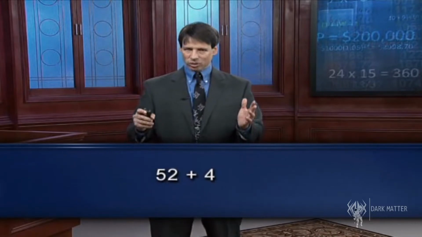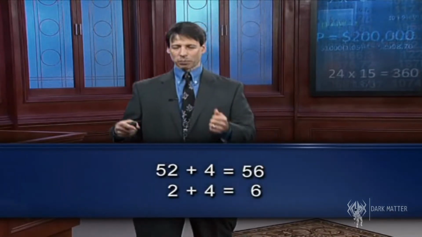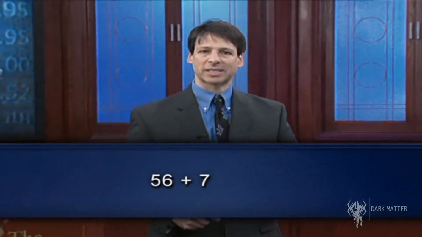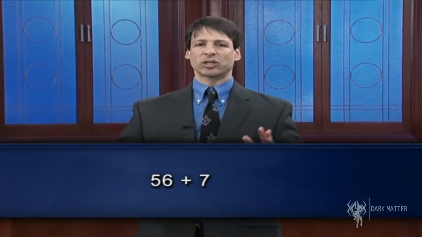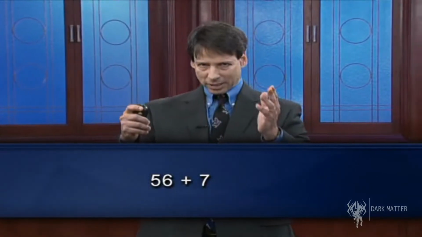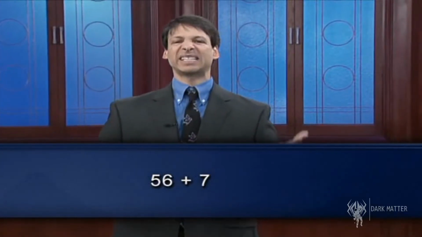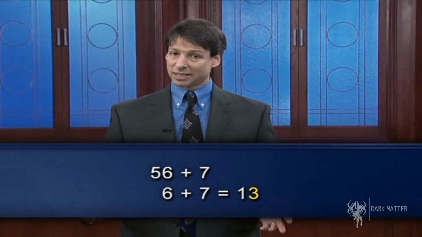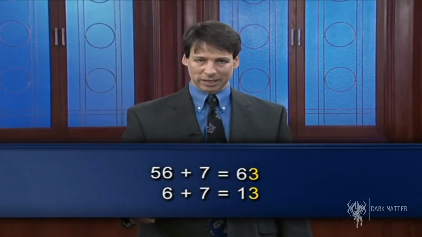Now in your head, you should think 2 plus 4 is 6, so 52 plus 4 is 56. How about 56 plus 7? Now in my head, I recognize that 6 plus 7 is greater than 10. So since I'm adding something to 50, I know the answer will be 60-something. And since 6 plus 7 is 13, and that ends in 3, the answer is 63.